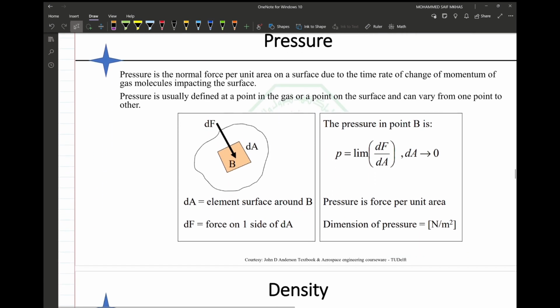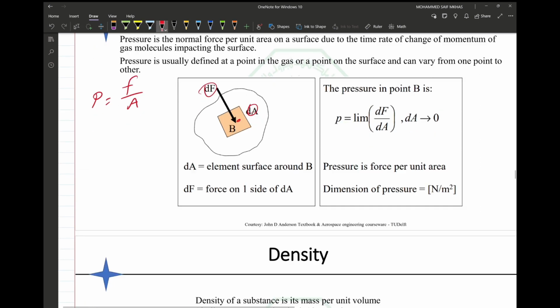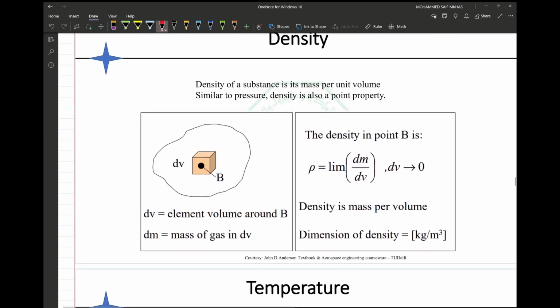Starting with pressure, as we all know, pressure equals force over area. Here the force is concentrated on this block, so to get the pressure on this block, we need the force over the area. Then we go to density, and as we know, density equals mass over volume. Here we have the volume of this block and the mass of the block, so we divide the mass of the block over its volume.